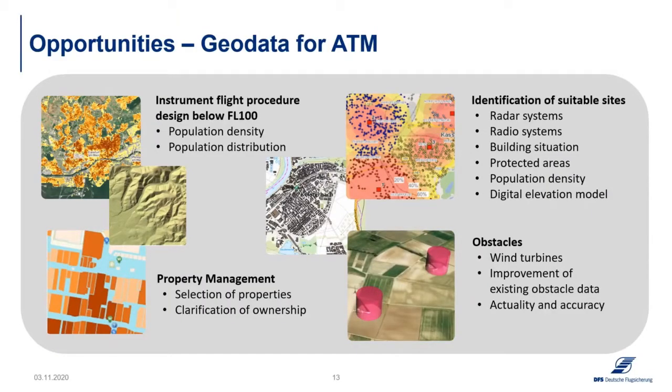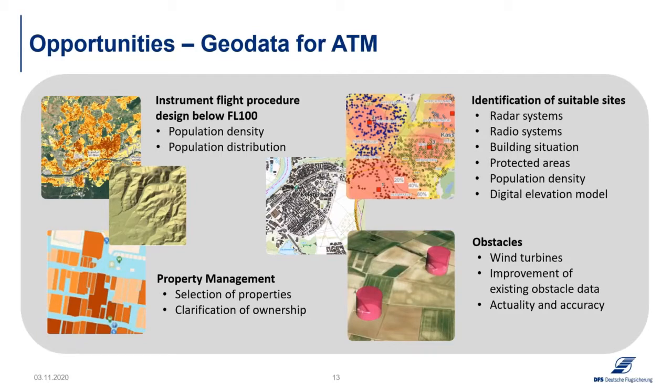For example, you can support the process of instrumental flight procedure design with data on population density and population distribution, for example. These geodata are grid data and can be summarized, for example, for different regions, or we could use a digital elevation model with an accuracy of up to 20 centimeters. And it's even possible to combine several information, which may give a good overview in the first step, but also precise calculations are possible.